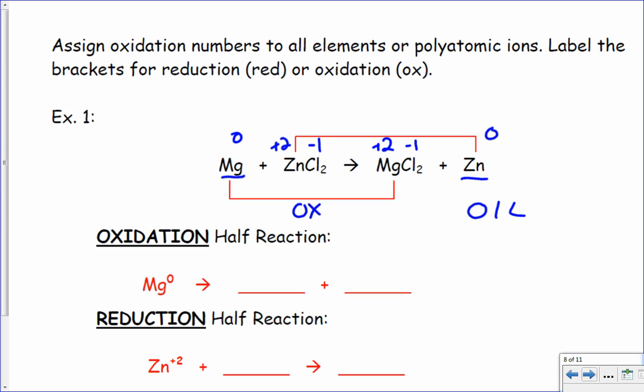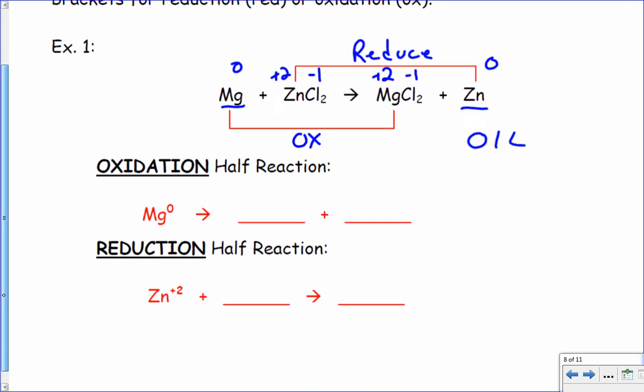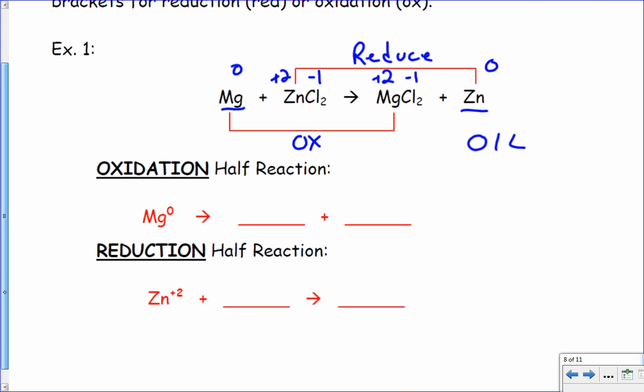Zn goes from +2 to 0. It's going down in charge, or reducing. You can remember that reducing is like down in charge, or RED. Okay, oxidation half reaction and reduction half reaction.